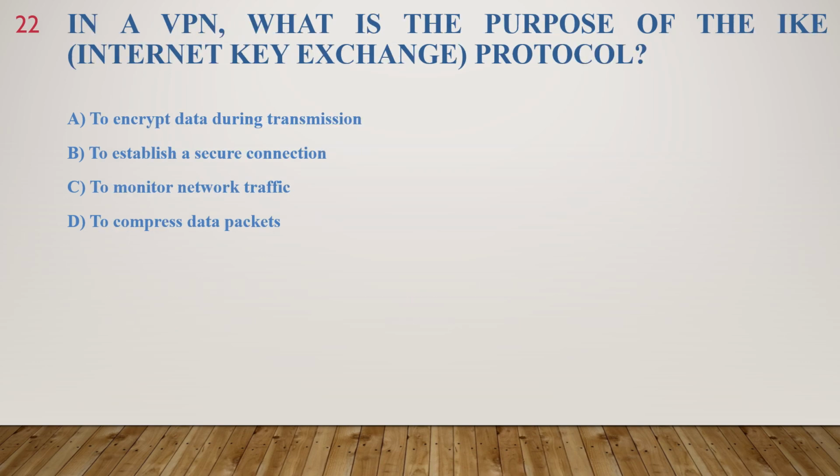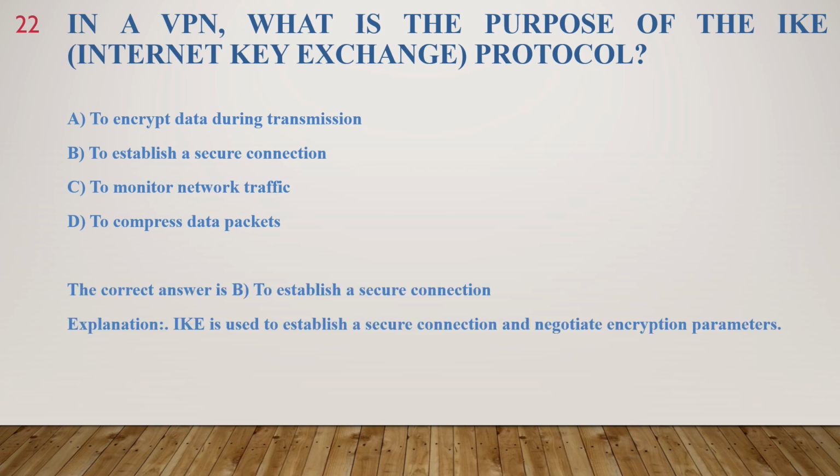Question number 22. In a VPN, what is the purpose of the IKE, Internet Key Exchange Protocol? A. To encrypt data during transmission. B. To establish a secure connection. C. To monitor network traffic. D. To compress data packets. The purpose of the IKE, Internet Key Exchange Protocol in a VPN is B. To establish a secure connection.